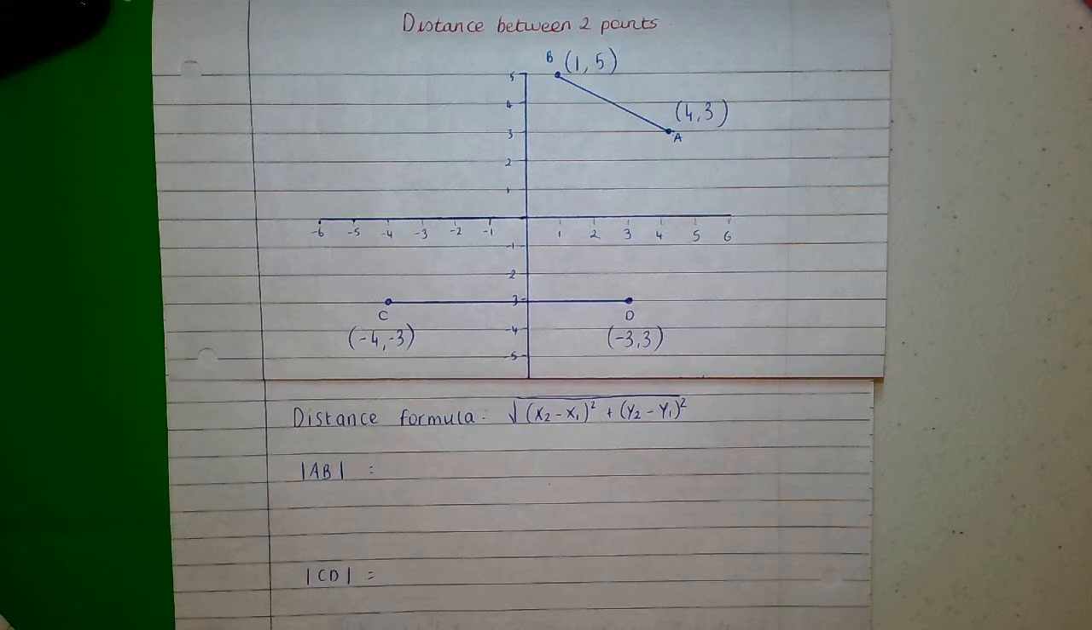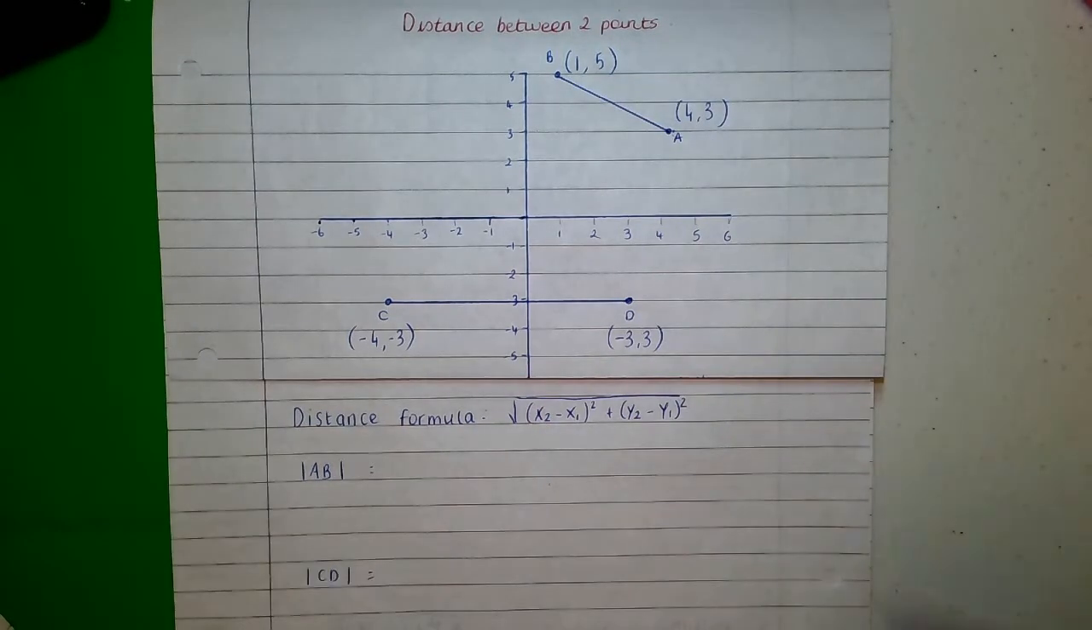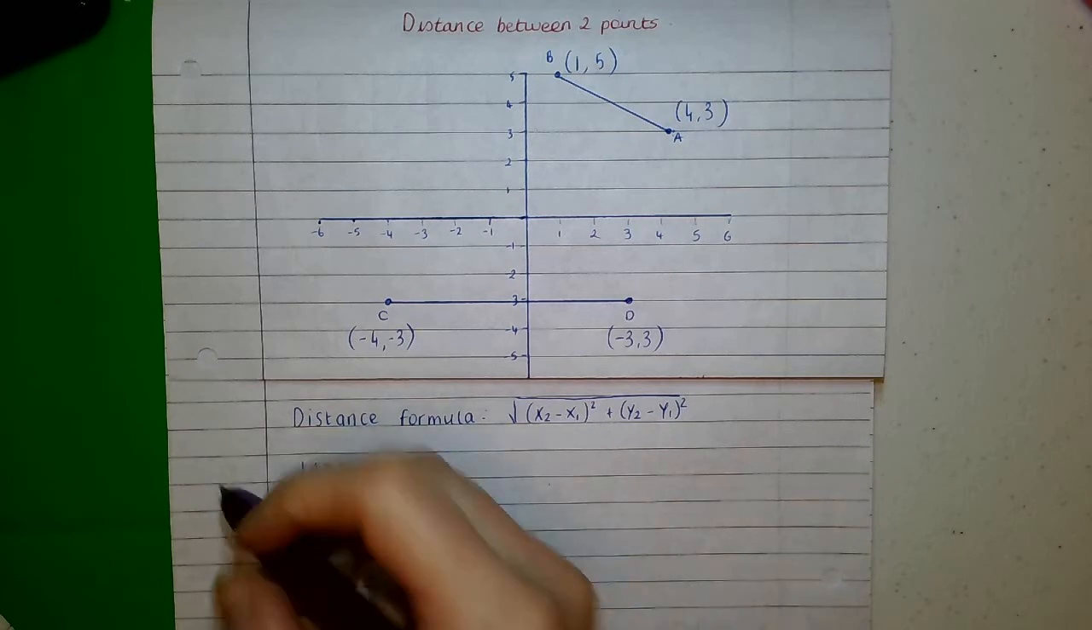In this video we're going to be looking to find the distance between 2 points. So as you can see, we have the points A, B, C and D plotted, and A is joined to B, C is joined to D. The first question asks us to find the distance between A and B.